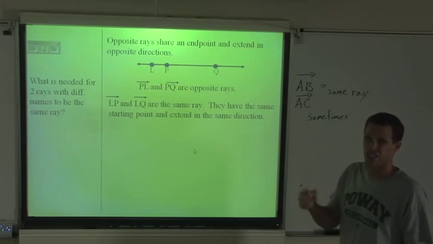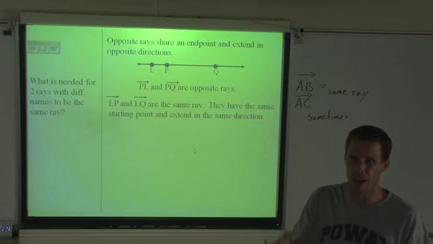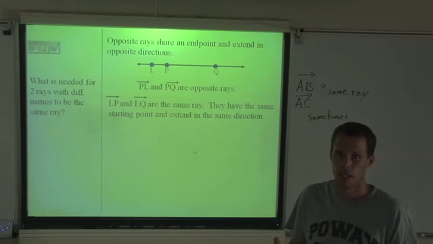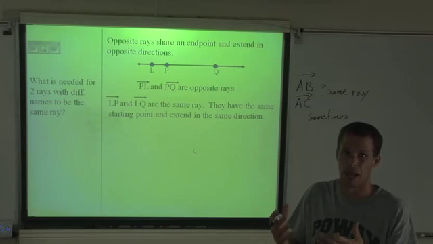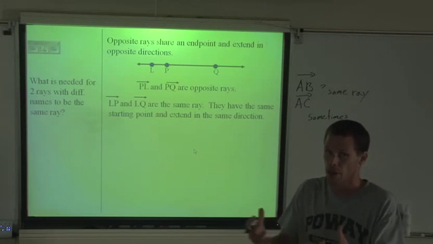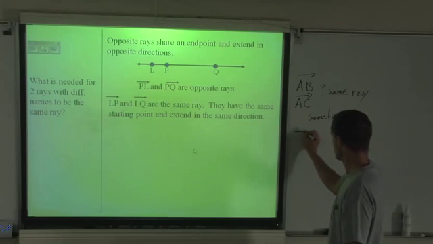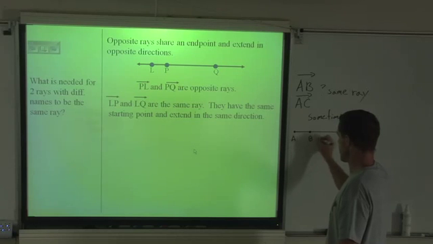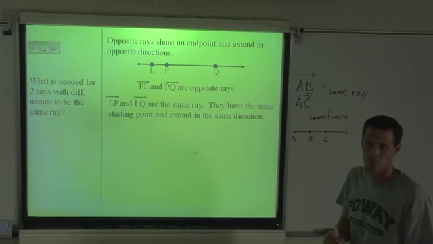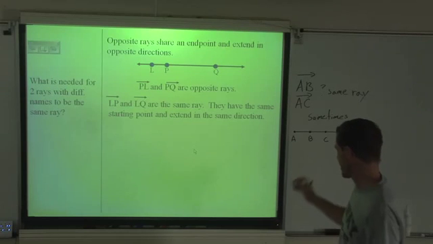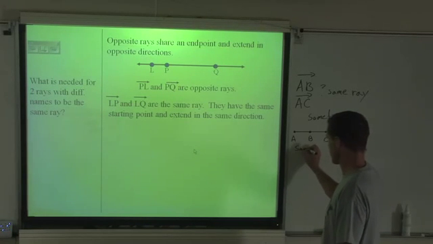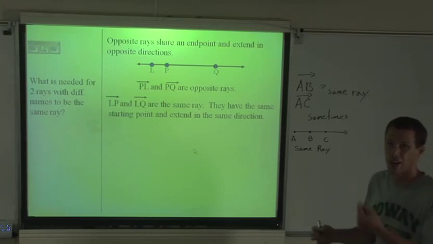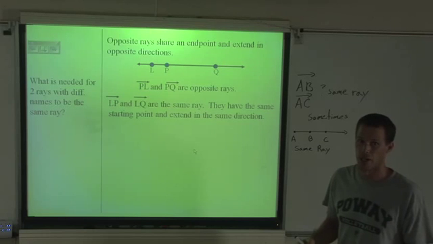But if we're going to answer a question with sometimes, we need to provide a little bit of background. We have to explain to someone why sometimes. So I want to show a visual where sometimes they are the same and sometimes they're not the same. Here's point A, here's B, here's C. In this case, they are the same ray. So sometimes they are the same ray just because they have the same starting point.